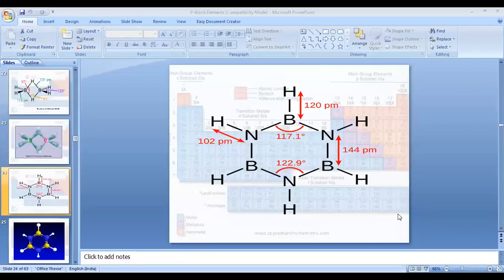Now, how the bonding is observed, just see here. I would like to show you how the bonding takes place. See here, this is a borazine where B3, alternatively boron, nitrogen, and boron, nitrogen. So there are 3 boron atoms and 3 nitrogen atoms. So B3N3H6 is there, and this is the resultant molecule.